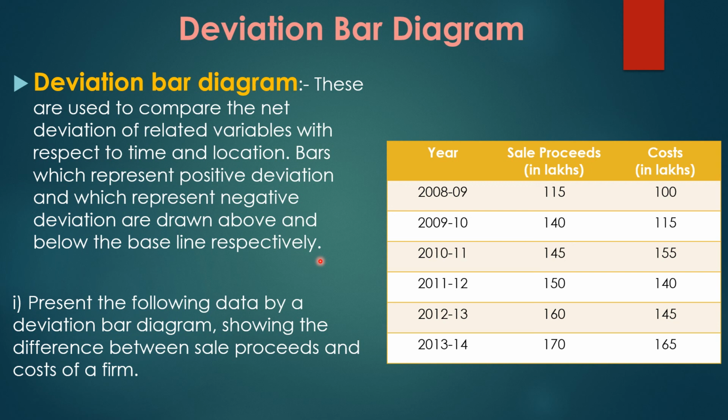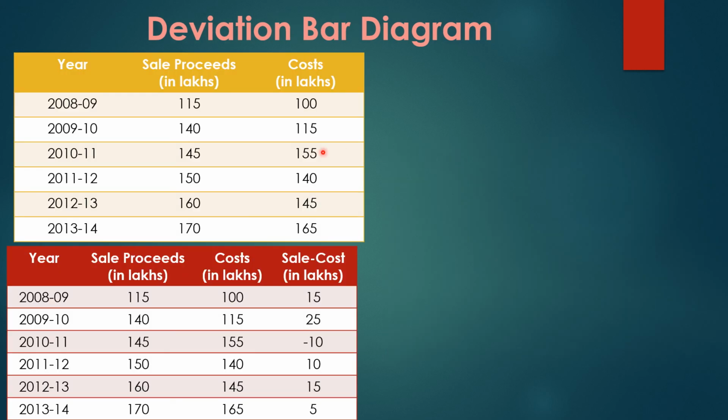We are going to understand that with one example, taking one question: present the following data by a deviation bar diagram showing the difference between sale proceeds and costs of a firm. So here is a table, and that will be given to you along with the question. Here we have the year, the sale proceeds in lakh, and the cost also given in lakh. This yellow table will be given attached with the question.